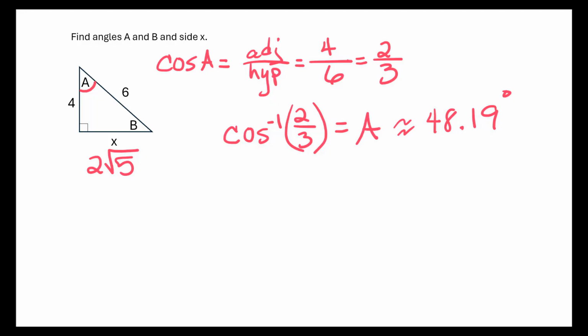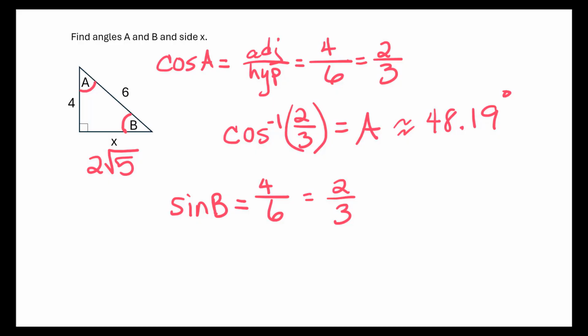Okay, now we want to find B. If we're looking at B, 4 is the opposite side to B, and 6 is the hypotenuse. That is sine. So I'm going to say sine of B is equal to opposite, which is 4, over hypotenuse, which is 6. And so now we have sine B equals 2/3.